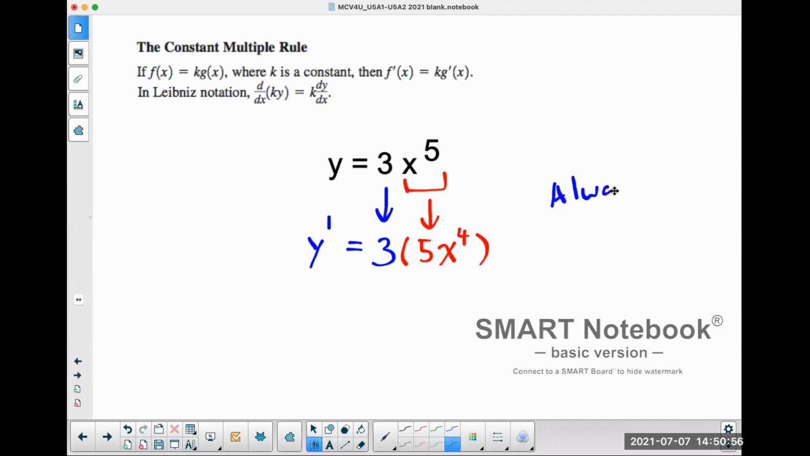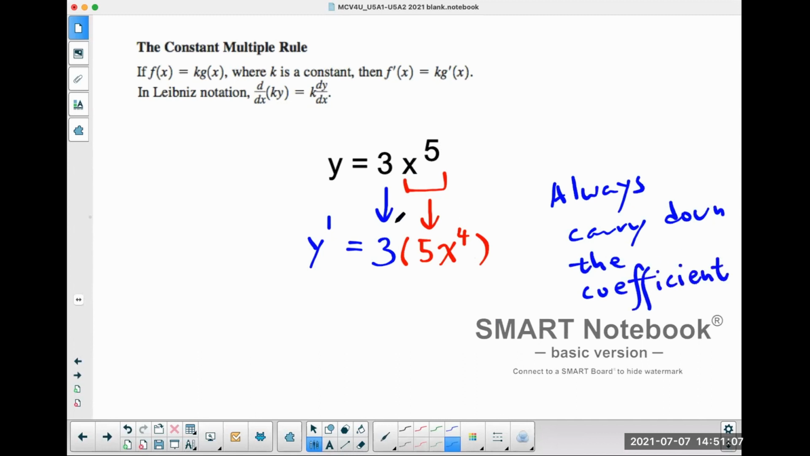Always carry down the coefficient. Anytime you have a coefficient, you just have to copy it down. Take the derivative for the power function and keep the coefficient.